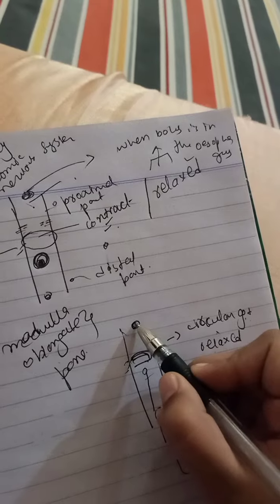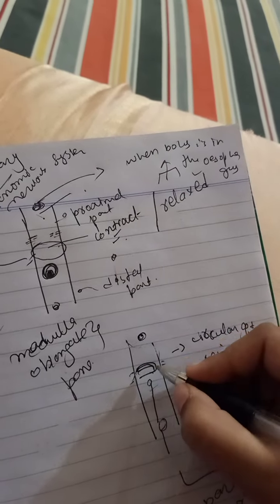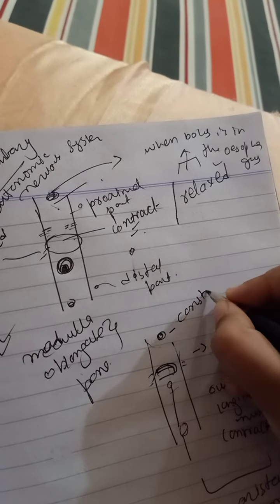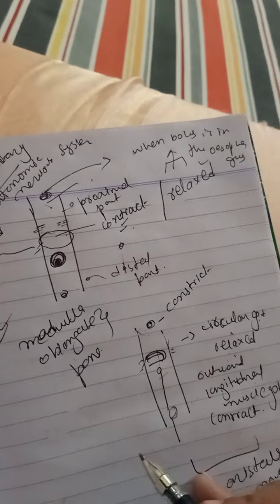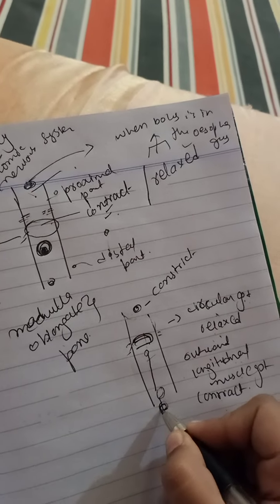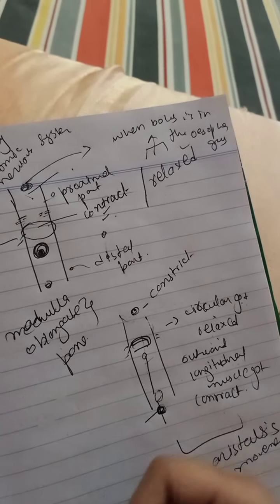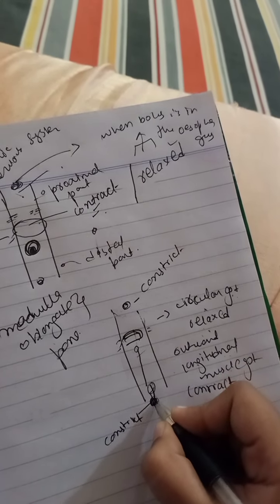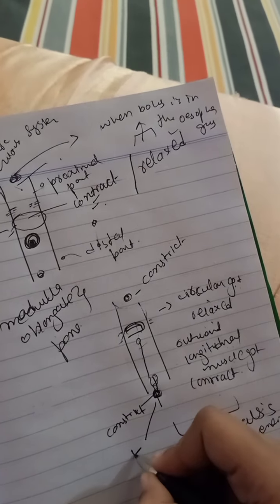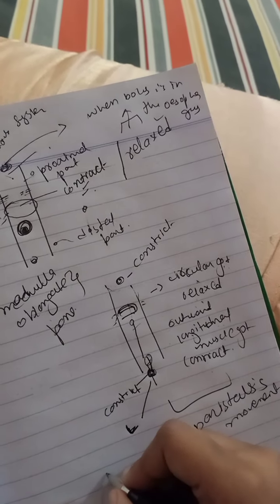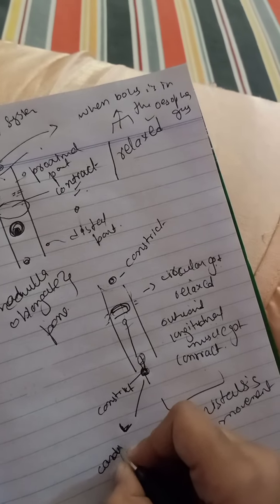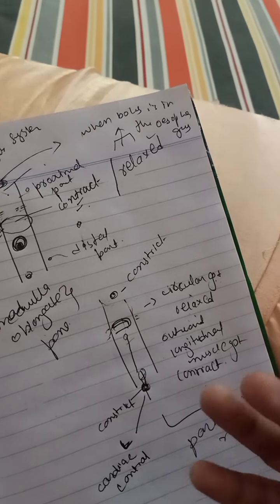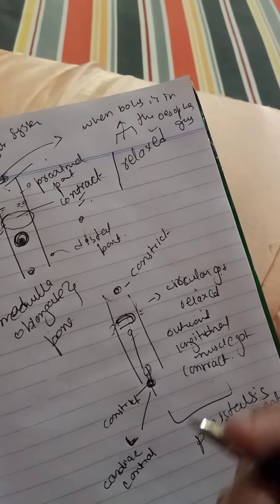The sphincter that got relaxed when the bolus went inside, now that the bolus is downward, constricts again. Okay, and we have a lower sphincter that was constricted, that will also get relaxed when the bolus is coming downward. This inferior constrictor we also call the cardiac constrictor, or the lower esophageal sphincter. So we have three sphincters.